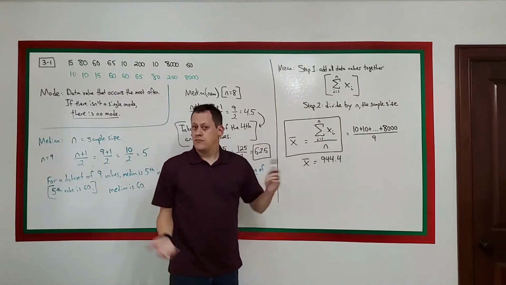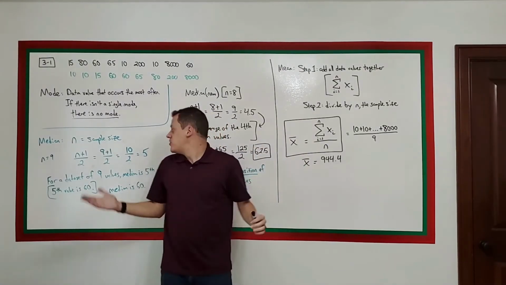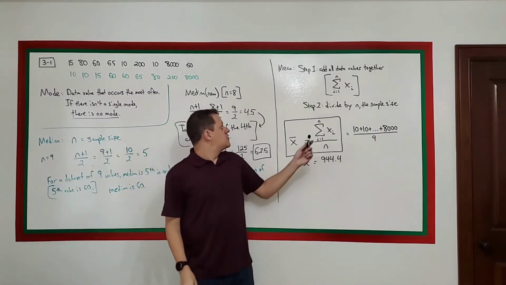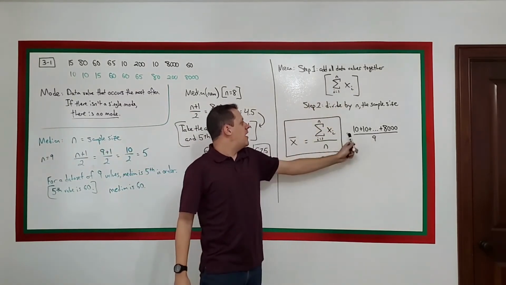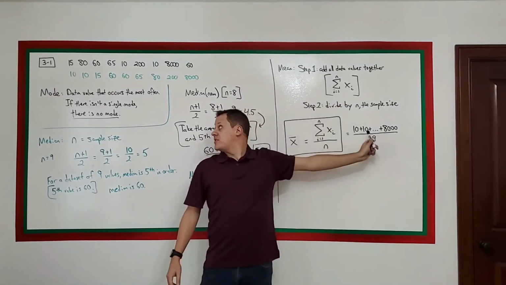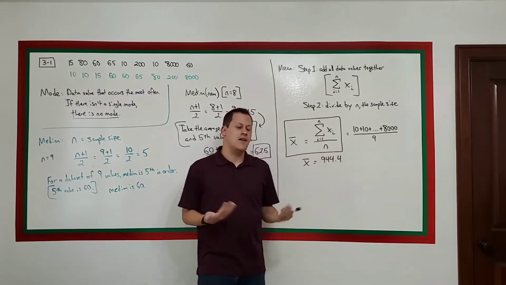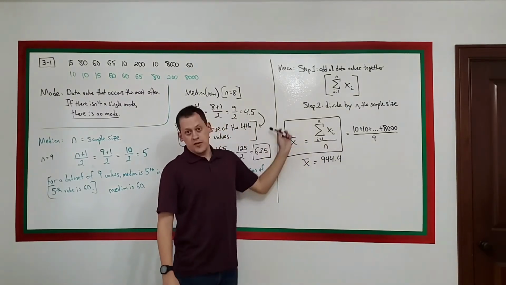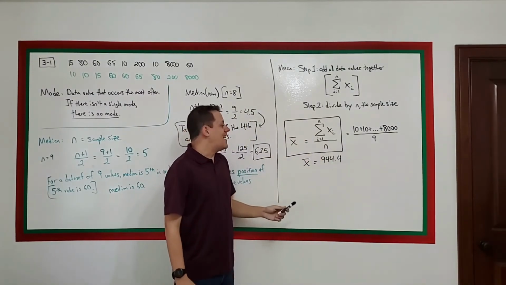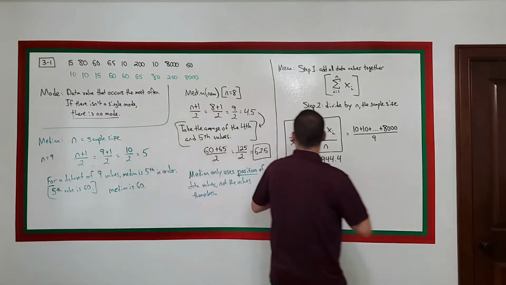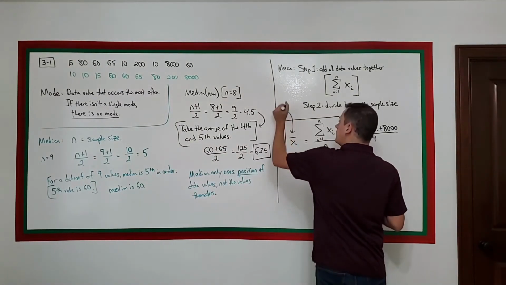Step 2, divide by the sample size, which we're going to be consistent here. We're going to call the sample size n. So we're taking the sum of all the data values from 10 plus 10 all the way up to 8,000 and dividing by 9, since there are 9 values. So this is the formula for a sample mean, and this is how we denote it. So this is a sample mean.